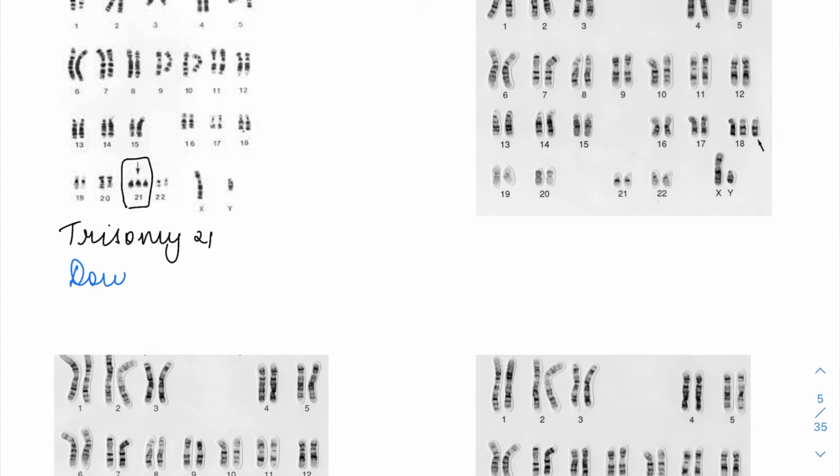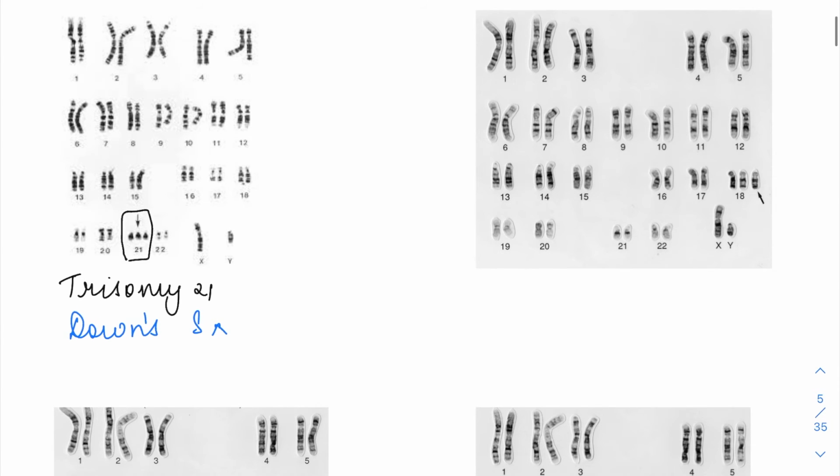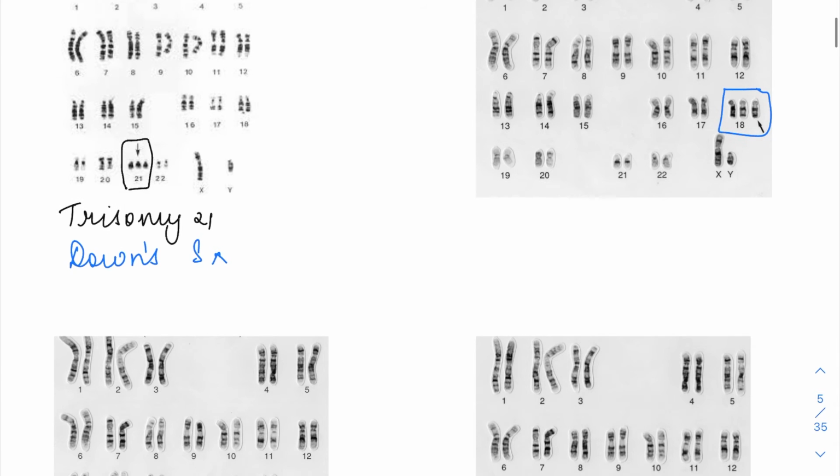In the next image, you are having 3 chromosomes at chromosome 21. So what is this? We have trisomy 21, which is nothing but Down syndrome, right? Down syndrome is trisomy 21. In the next image, you are having 3 chromosomes at the 18th site. So here it is trisomy 18. Trisomy 18 is called Edwards syndrome.